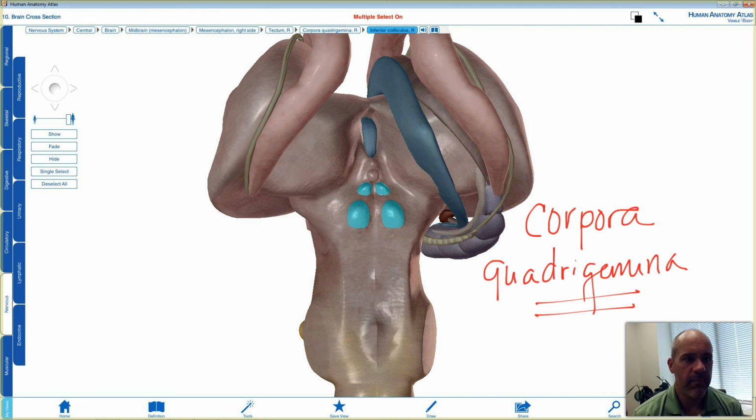Okay, I'm going to stop this video clip here, and on the next one I'm going to cover the fluid-filled spaces of the brain. Those are called the ventricles, and I'm also going to cover the meninges. Those are protective coverings around the brain and spinal cord as well.